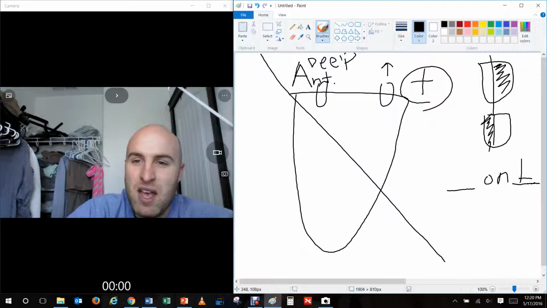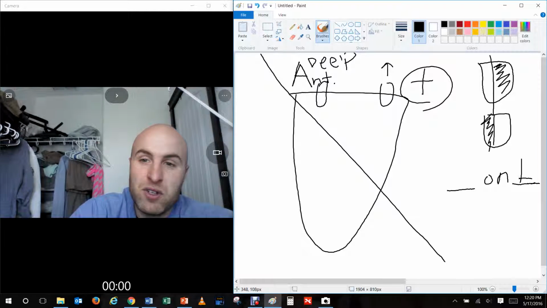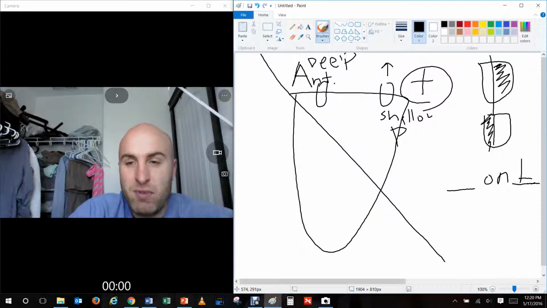Following me with that? Then you go to the other side, and you're like, this one feels more shallow, which means it's more posterior. So put a P over there, which means, depending on what it looks like down at the ILAs, you can kind of figure out what's going on here.